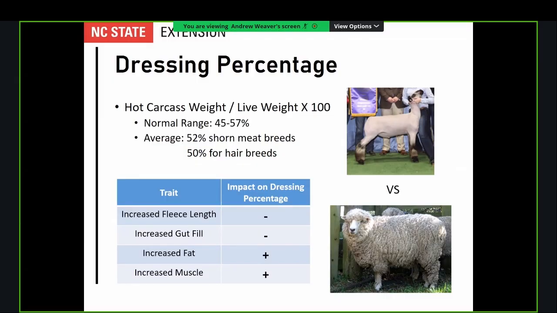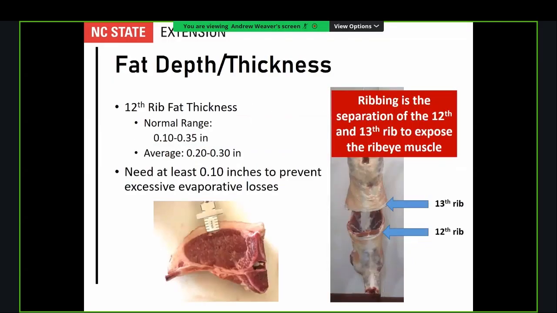In many of our hair breeds, if sheep are lighter muscled and leaner at the time of harvest, they're typically going to have lower dressing percentages. Whereas if we have meat type animals, really heavy muscled, stout, thick animals that have some fat cover on them, in relatively short fleece or short hair length at the time of harvest, those are going to have much higher dressing percentages. Fat thickness, fat depth.